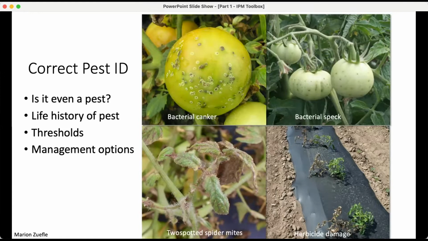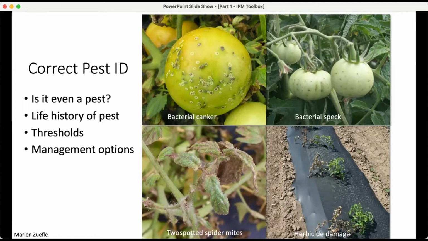Not everything that you're going to find out there is a pest. Some insects are beneficial. And then there's also some symptoms that you're going to encounter that are due to abiotic causes, such as nutrient deficiency or herbicide damage, as seen in the picture, or drought stress.